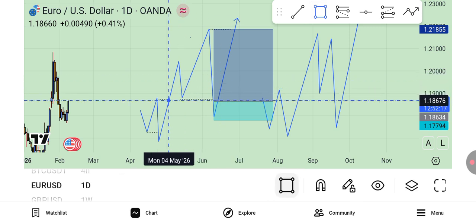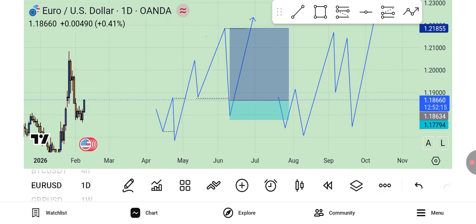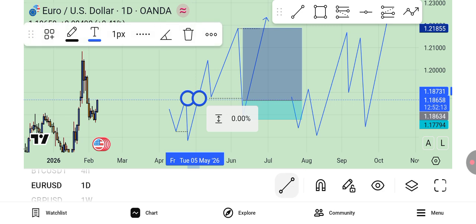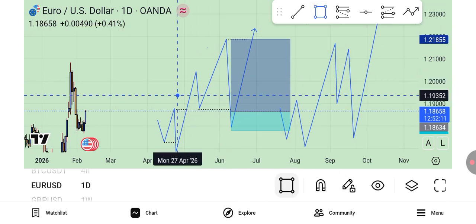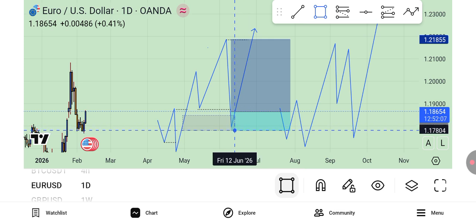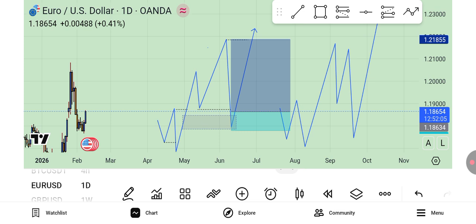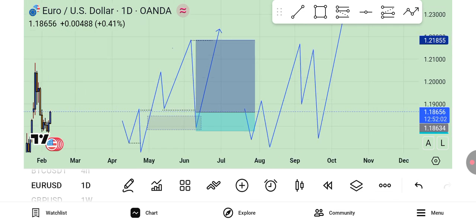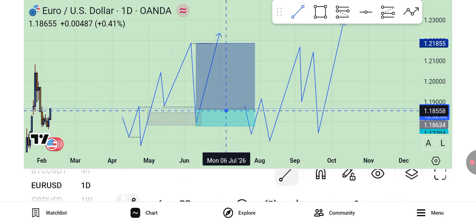So this should be our, there will be some kind of POI here, you understand? It's just based on assumption for now. So this is how you should look at it for the first structure. And the second structure is this.